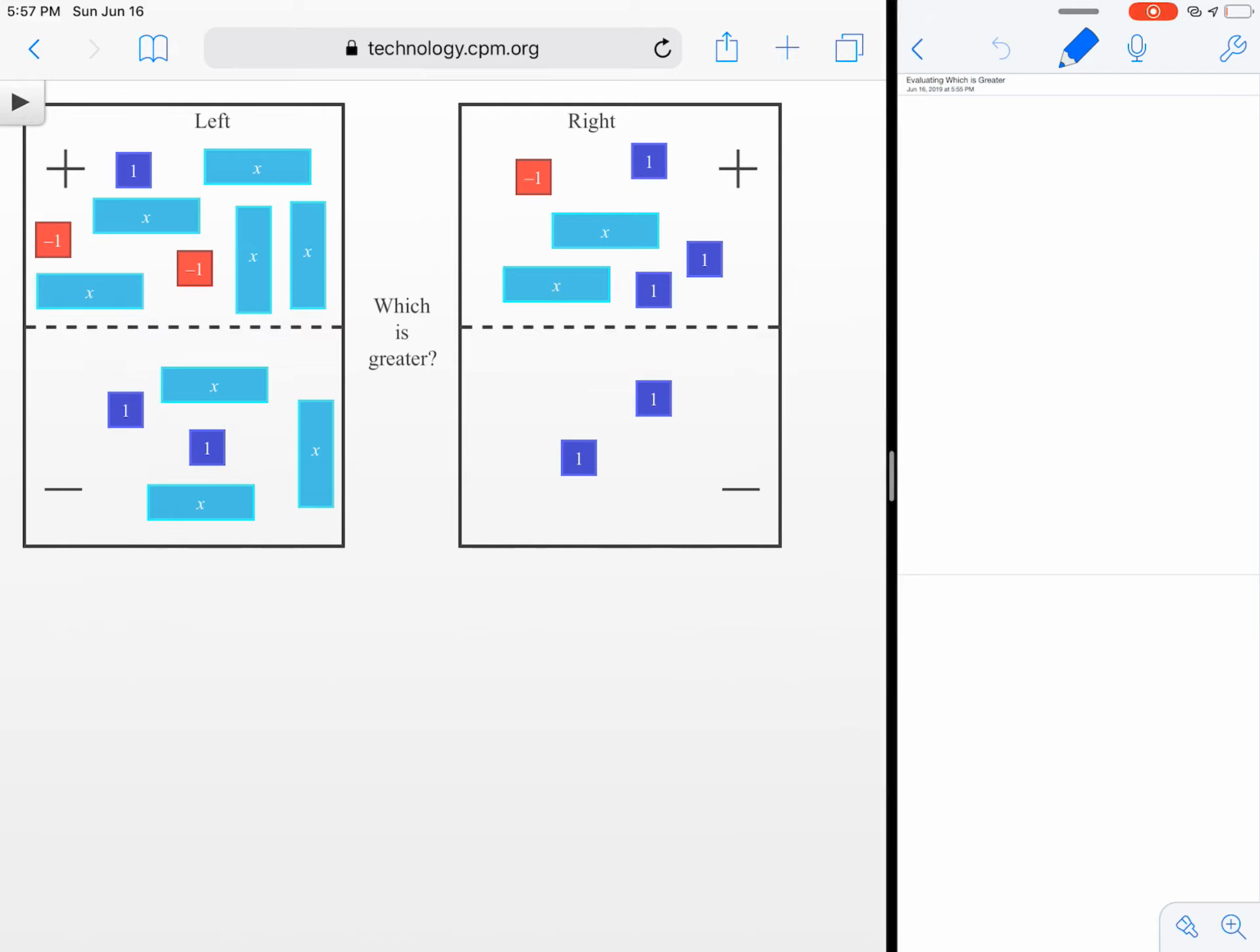Today we're going to evaluate which side is greater using algebra tiles. There are times when I'm able to determine if a side is greater, and there are times when I just do not have enough information to tell which side is greater. So we're going to start by using our rules to cancel out algebra tiles.